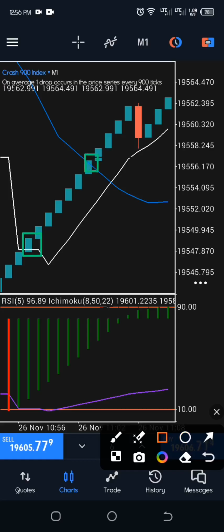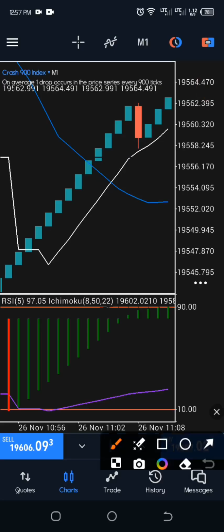We want to see a candle breaking above the moving average. Once we see these two criteria, then we wait for the Ichimoku and the moving average line to cross each other, and then we also wait for another 3 candles. Then we enter right at this candle right here.